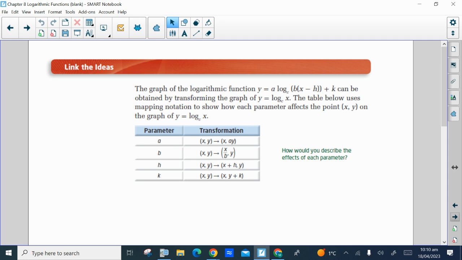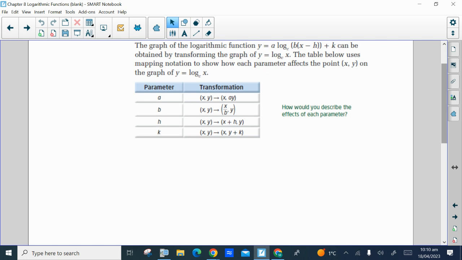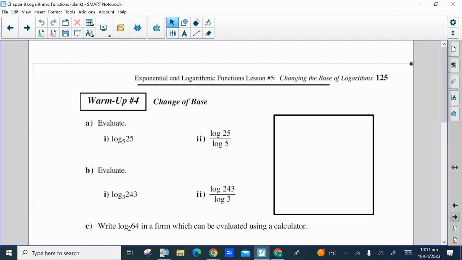H shifts the graph left and right. Remember, the value of h is always the opposite of what it appears to be. And so x comma y maps into x plus h comma y. And k shifts the graph up and down. So x comma y maps into x comma y plus k. So same principles as we have been using for other functions. But first, let's see how we can evaluate logs with bases other than 10.